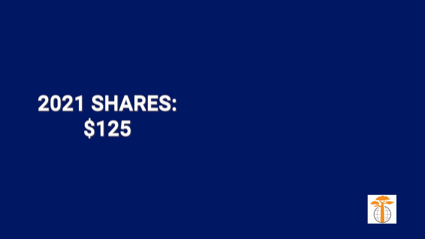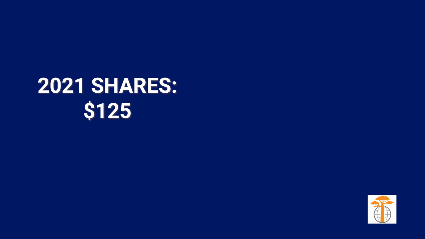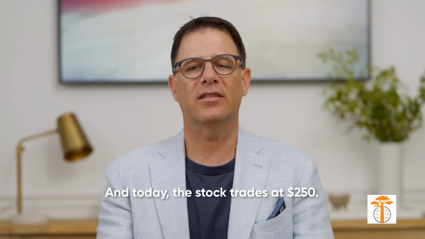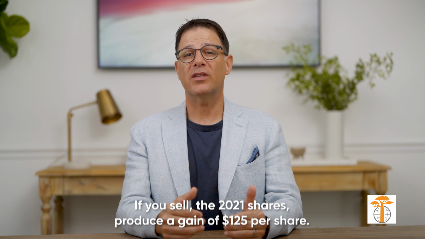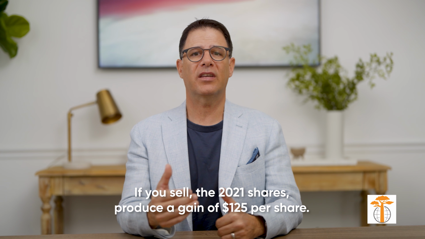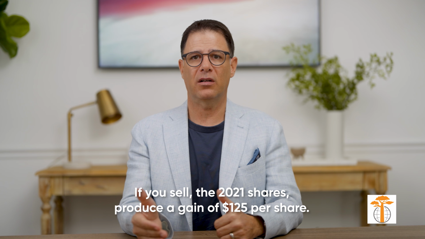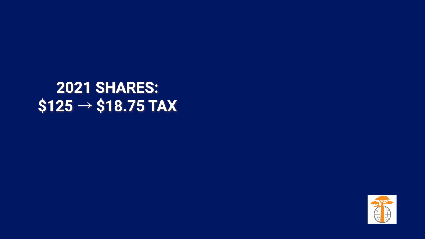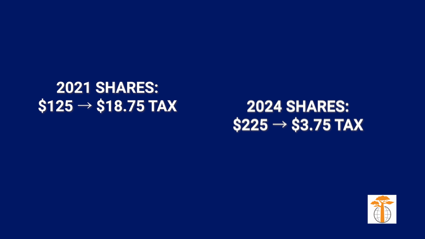Suppose you own 2 lots of the same stock. Shares you bought in 2021 for $125 a share, and shares you bought in 2024 for $225 a share. And today, the stock trades at $250. If you sell, the 2021 shares produce a gain of $125 per share, while the 2024 shares produce only a $25 gain. At the 15% long-term gain tax rate, that's $18.75 per share in tax versus $3.75 a share in tax. That's a huge difference.